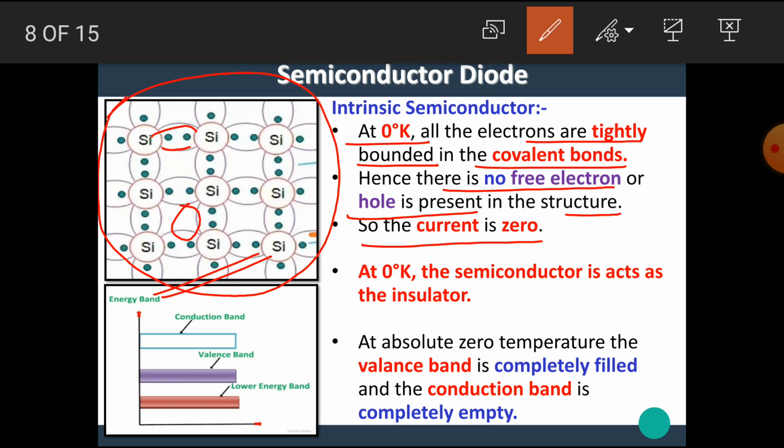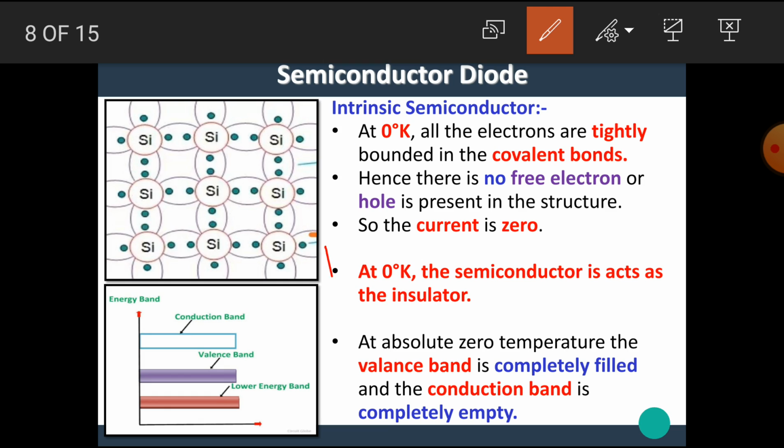I hope you all understand this concept. Hence, this statement becomes very important, that at 0 degree Kelvin temperature, the semiconductor acts as the insulator. Let's see once again. At 0 degree Kelvin temperature, the semiconductor acts as the insulator.